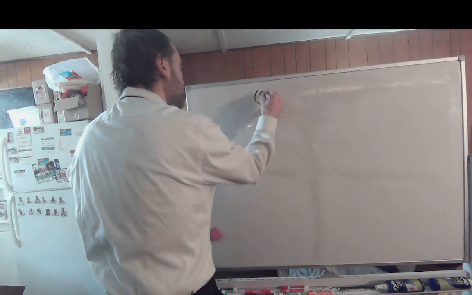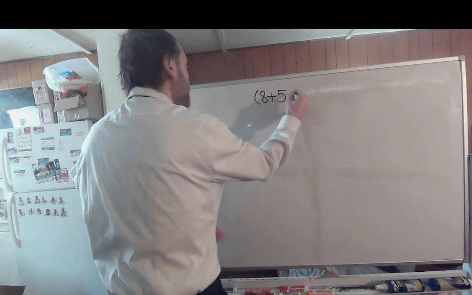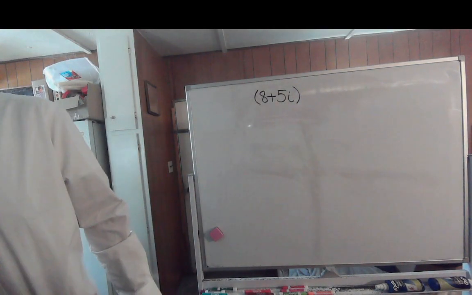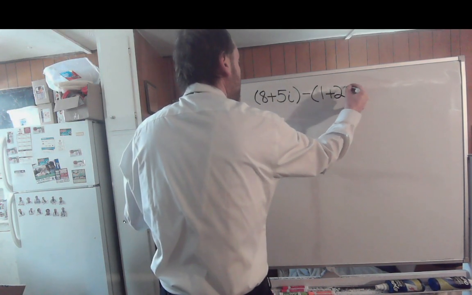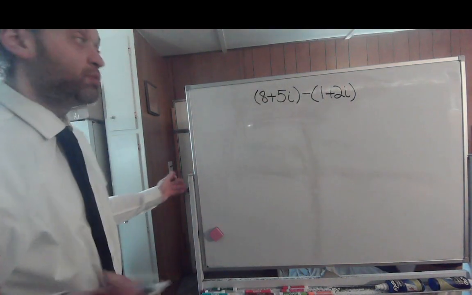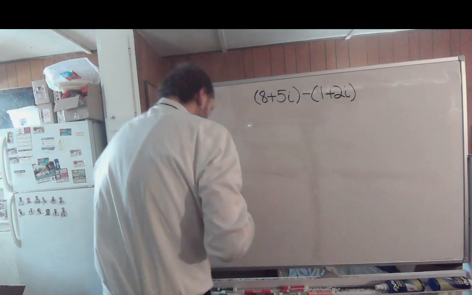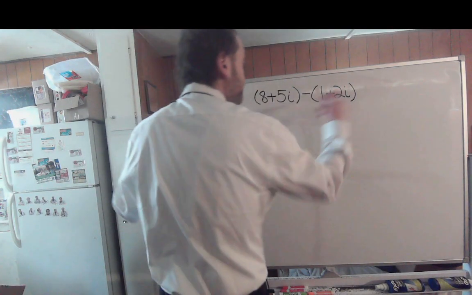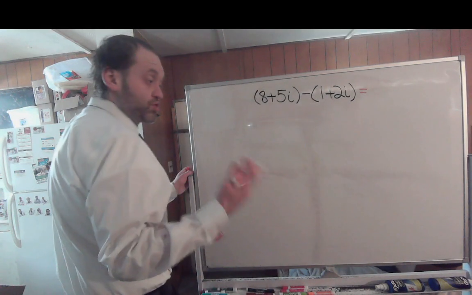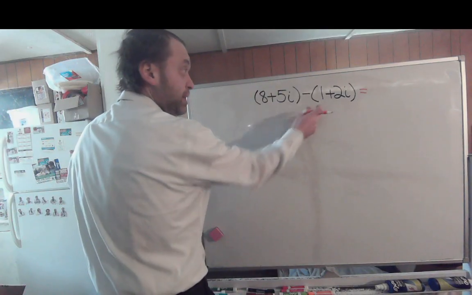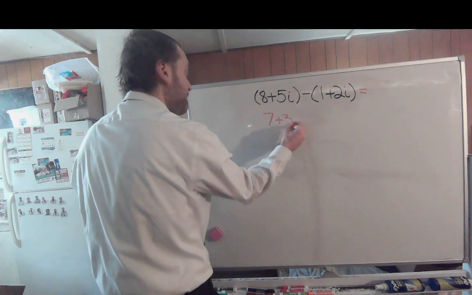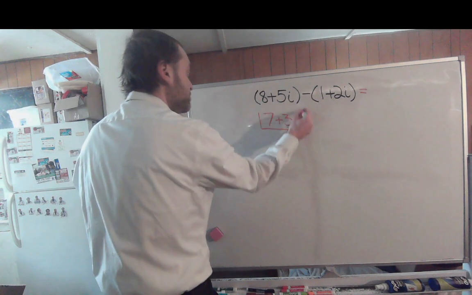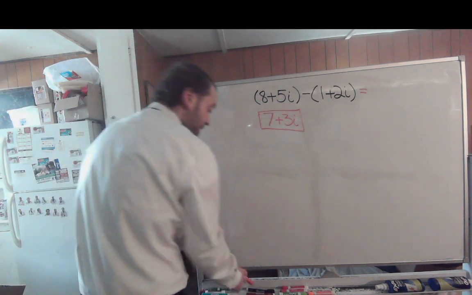All right, we have 8 plus 5i minus 1 plus 2i. So you can add and subtract, and in separate lessons you can even multiply and divide them. So again, we have these two complex numbers you're subtracting. Collect your like terms. So 8 minus 1 is 7. 5i minus 2i, that'd be plus 3i. So the resulting complex number you should get would be 7 plus 3i.